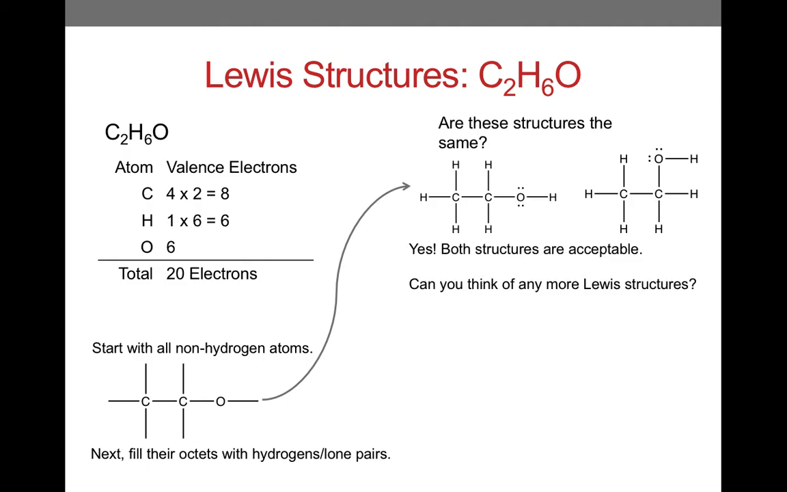There is a constitutional isomer, which looks like this. It is an isomer because the oxygen is in a different location, which means there's a different connectivity. Notice that the top structures are both structures for ethanol, while the bottom is dimethyl ether. Again, we will discuss nomenclature later.